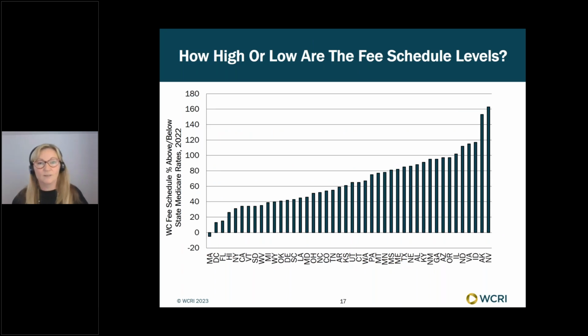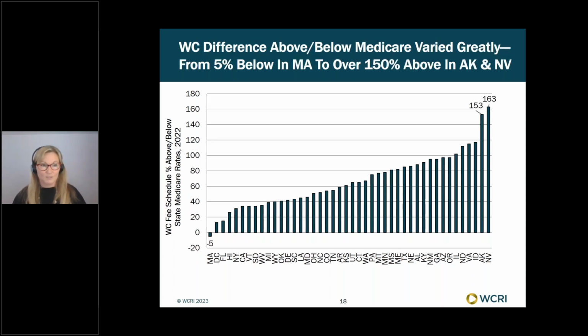So the next question that I want to address is how high or low to set the fee schedule levels. And this is one of the most debated questions in the fee schedule policy debates. This chart illustrates that states have resolved this question very differently. Here we are showing fee schedule differences, workers' compensation differences above or below Medicare rates. And it varied substantially from 5% below Medicare in Massachusetts to over 150% above Medicare in Alaska and Nevada.